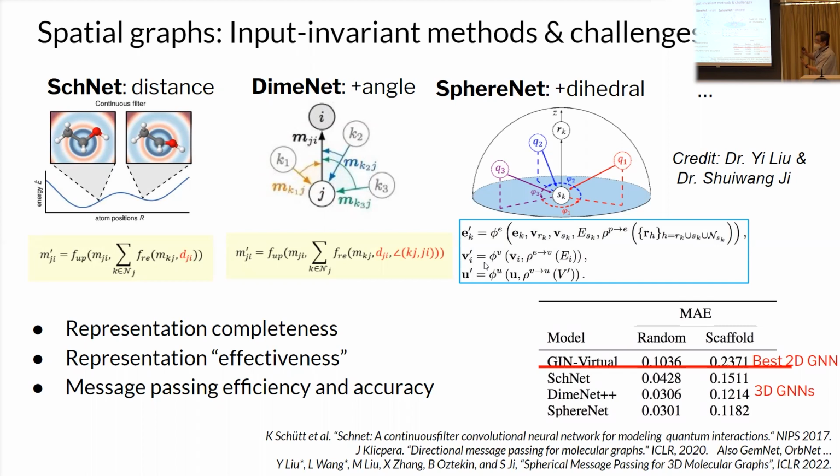And the things to consider are whether the conversion from the structure to the graph is complete, and how effective the representation is, and whether, when you do this convolution on this graph, the message passing is efficient and accurate, all of these canonical problems.